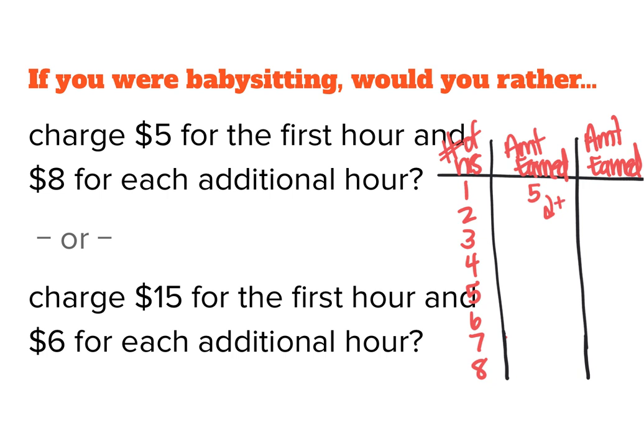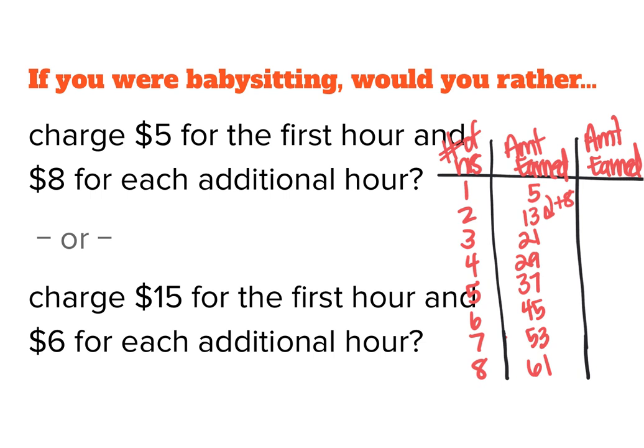So I'm going to add $8 to get 13. And I'm going to keep adding $8. Okay. So I'm going to go 21, 29, 37, 45, 53, and 61.